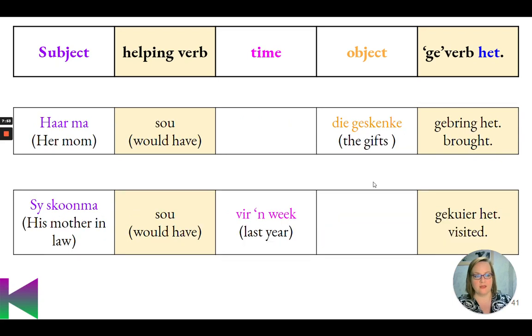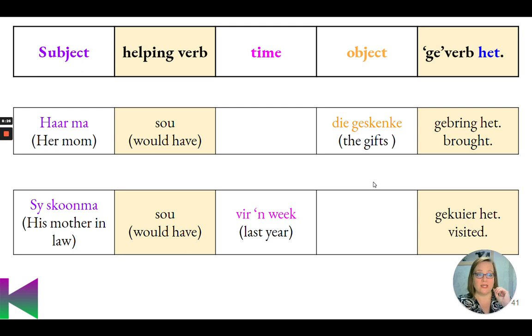Okay, let's look at so. So is would have. Okay, haar ma sou die geskenke gebring het. I didn't add the time there, just to remind you that you don't always need a past time word in a sentence. The so and the gebring het, or the verb and het, shows the past tense. The time word just gives more details about it.